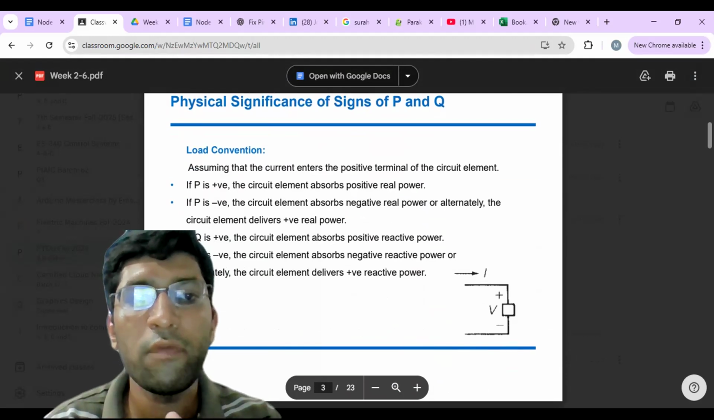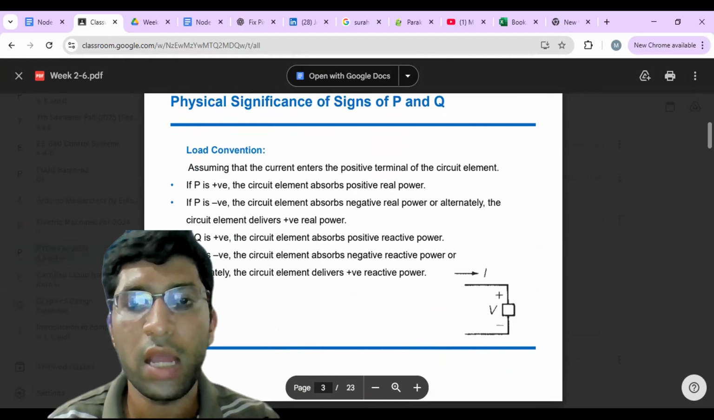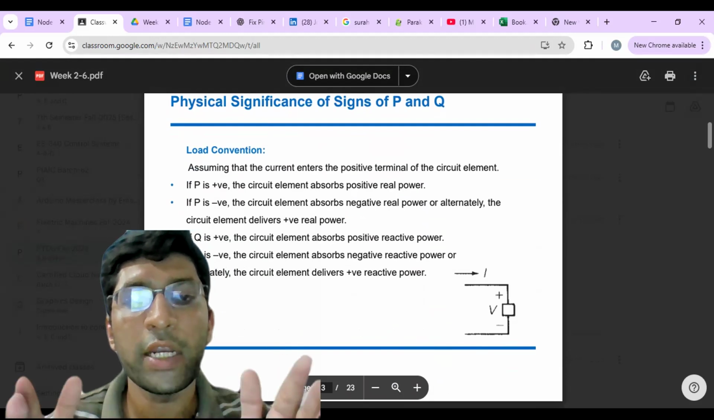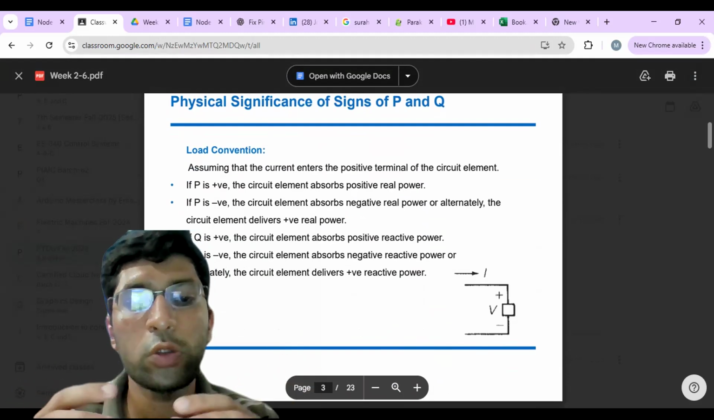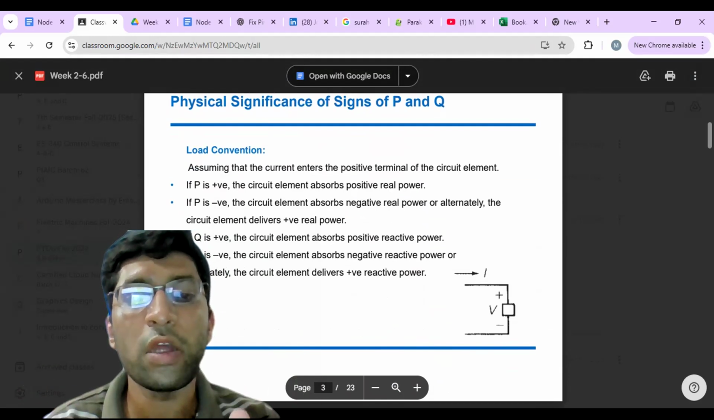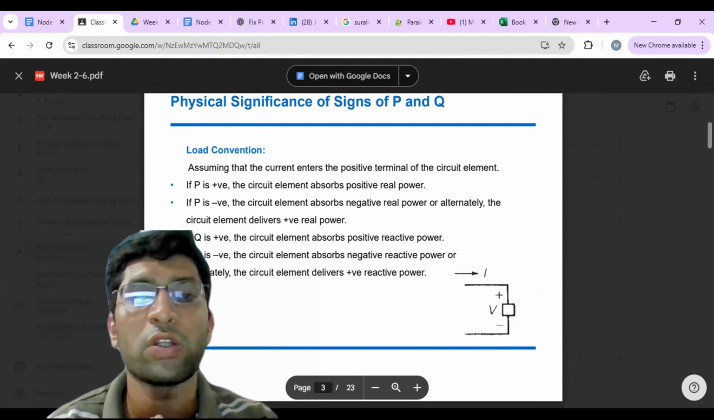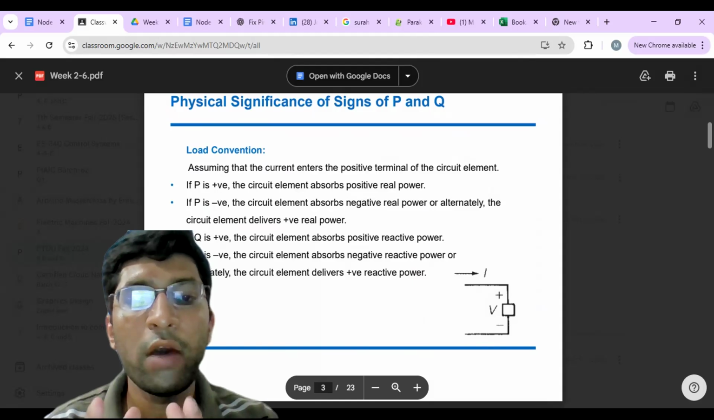As you know, the load convention suggests that we assume the current enters the positive terminal of the circuit element. There are two types of conventions that are followed. One is conventional current, and the other is the latest way. What we follow is that the current moves from negative to positive. The other is from positive to negative. These are the two conventions that we consider. Over here, we are considering that the current enters from the positive terminal of the circuit element.